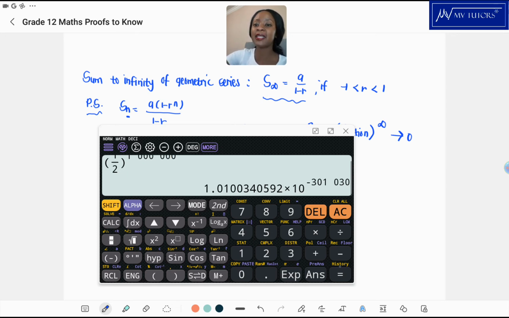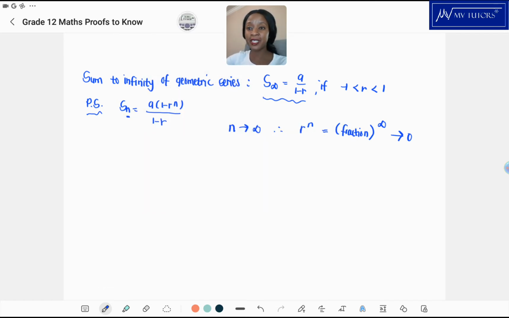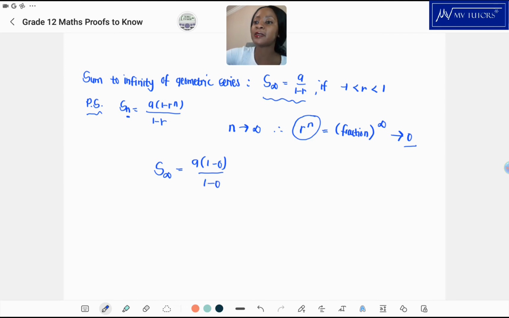So hence we would say that if you take a fraction or a decimal and you round it off, we could have even put 0.99. Still, it's a small number. So the more you tend to infinity, your value here, r to the n, will definitely tend to 0. So as a result, we would then say the sum to infinity would be equal to a over 1 minus 0, and then 1 minus r.